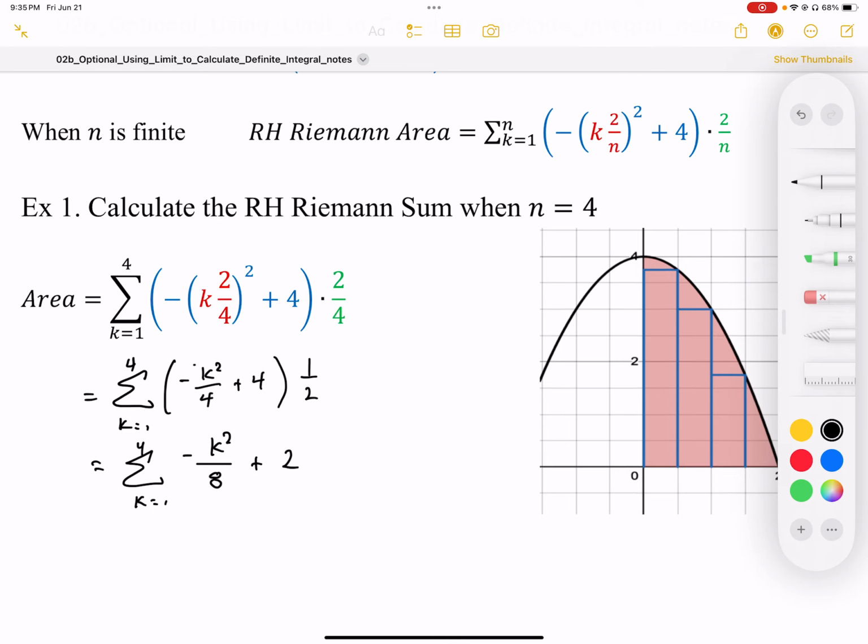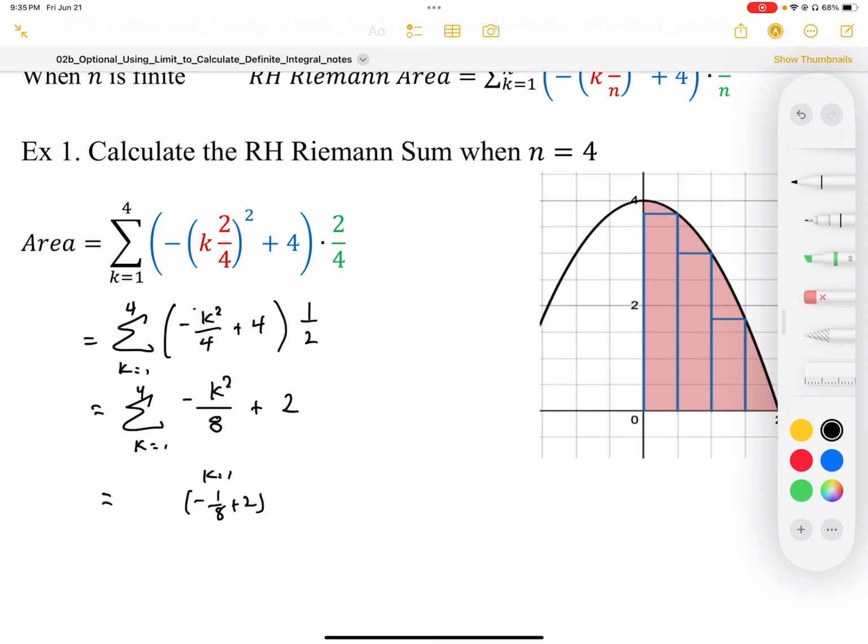As I plug in my k values, when k equals 1, I'm going to get negative 1 over 8 plus 2. That's going to give me 15 over 8. When k equals 2, I plug that in, and I get negative 2 squared over 8, so negative 4 over 8 plus 2. That's going to end up being 12 over 8.